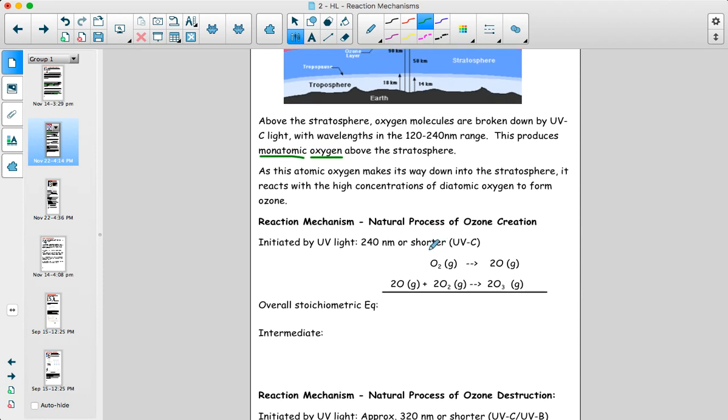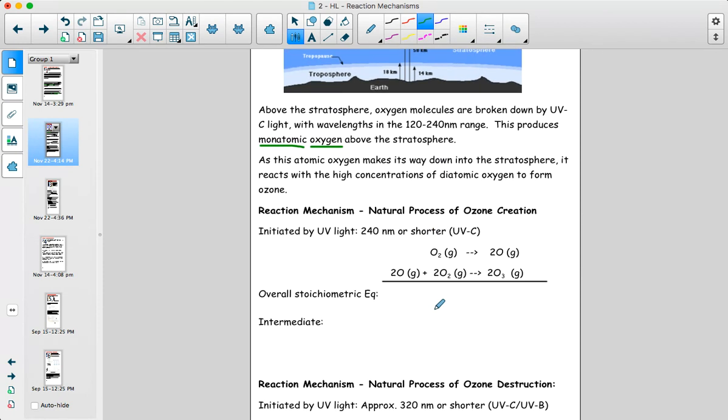So this right here is a reaction mechanism. It's an example of how this takes place. Oxygen is split by UVC light, part of the UV spectrum, into two monatomic oxygen atoms. Those oxygen atoms then go on to collide with oxygen molecules and produce molecules of ozone. So the overall stoichiometric equation involves canceling out things that are on both sides of the arrows and combining like terms. I have one oxygen at the beginning and two oxygens here, and they're on the same side of the arrow. So overall, we've got 3 oxygen molecules turning into 2 ozone molecules.